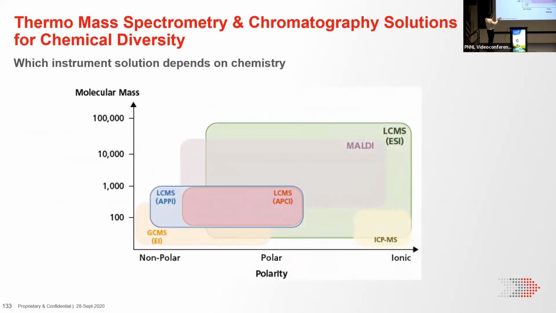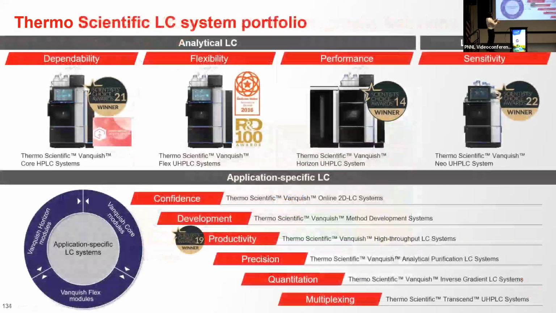So this chart here just shows how you decide which type of instrumentation you need. It really depends on the molecular mass and the polarity. When it comes to LC, we have the Vanquish line. On the far right, we have the Vanquish Neo, which is our system for nano LCMS or single cell. We have two varieties of UHPLC, which use smaller particle size, higher pressures, faster separation, and less use of solvent. And we also have HPLC.